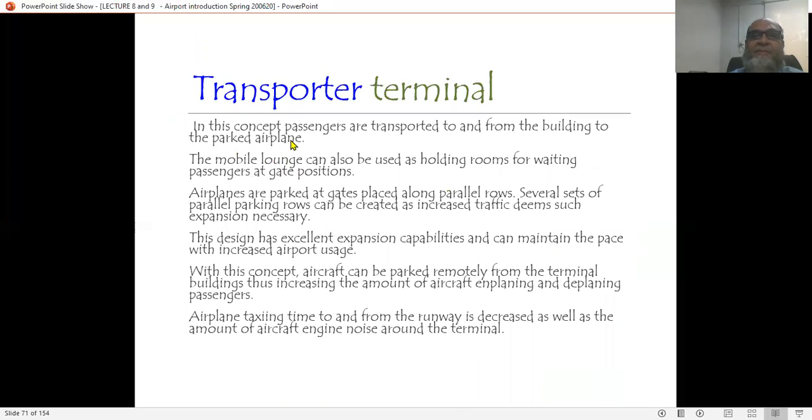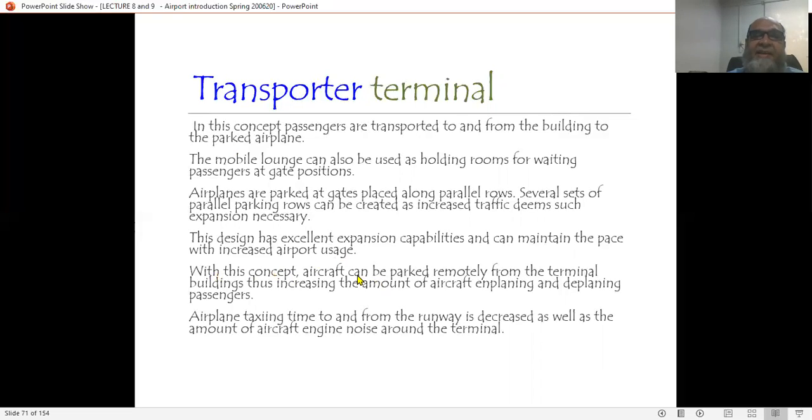Then, in this concept, the transporter terminal, as the word suggests, passengers are transported to and from the building to the parked airplane. The mobile lounge can also be used as holding rooms for waiting passengers at gate positions. Airplanes are parked at gates placed along parallel rows. Several sets of parallel parking rows can be created as increased traffic deems such expansion necessary. This design has excellent expansion capabilities and can keep pace with increased airport usage.